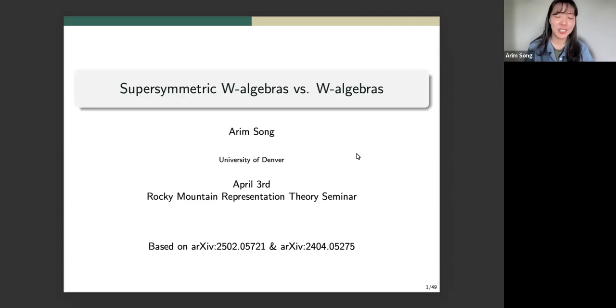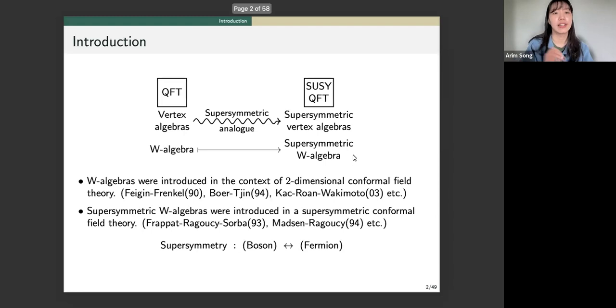As you can tell from the title, the two main objects of my talk are supersymmetric W-algebras and W-algebras. W-algebras were first introduced in physics, in particular two-dimensional conformal field theory. The structure of W-algebras is mathematically described in the language of vertex algebras. Considering their supersymmetric analog, we can obtain supersymmetric W-algebras. Supersymmetry in physics means a kind of map that sends boson to fermion and fermion to boson. This phenomenon was characterized mathematically as supersymmetric vertex algebras.